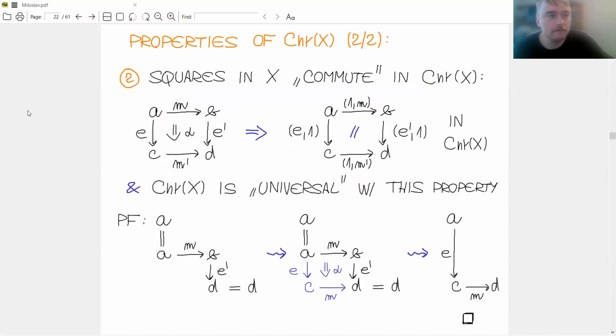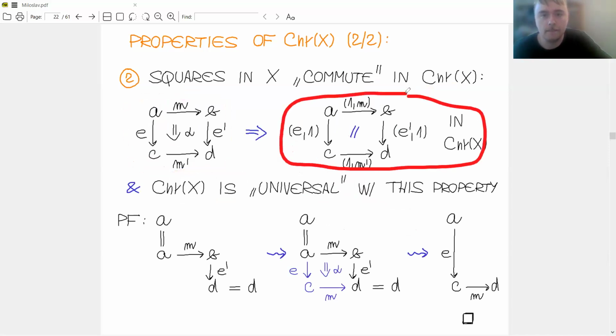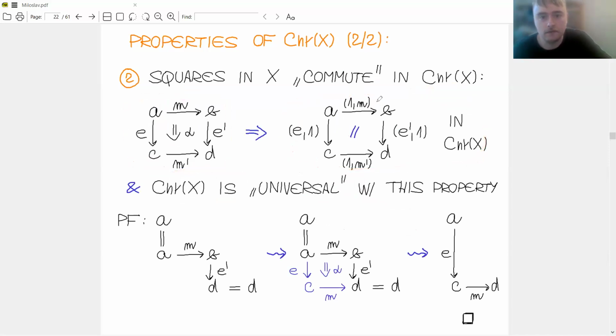Right. So if you have a square in the double category, then this diagram commutes. And by this I denote the morphisms in the category of corners. So this is the morphism whose vertical component is the identity, and horizontal component is M.